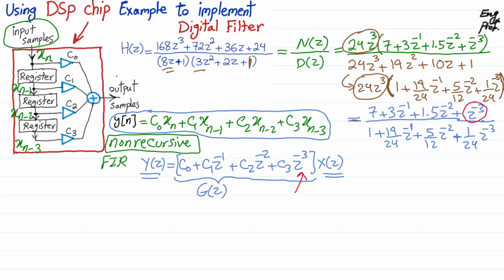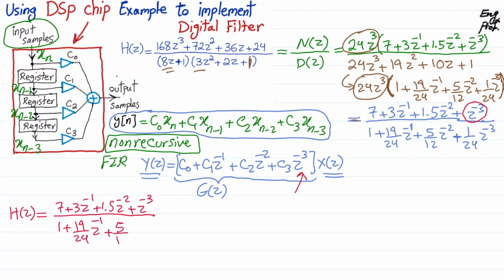Okay, so the thing we can do is now this step. So my h of z, as I summarize here, so h of z ended up to be what I wrote there. So it's 7 plus 3z minus 1 plus 1.5 z minus 2 plus z minus 3. And denominator, we just summarized. I'm just writing one last time so that I can manipulate this to the point that I can show that I can use the chips provided and realize this whole thing. Okay, now let's play this game.